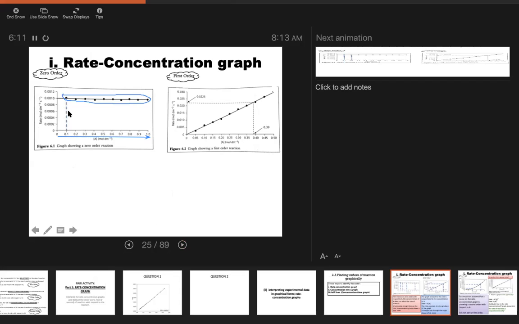Okay, so you just take one point first, right? I'm going to start with 0.1 because that's the easiest. At 0.1 concentration, my rate is 0.001. Now what happens when I double the concentration? Going from 0.1 to 0.2, reading the rate, it is still the same, 0.001.